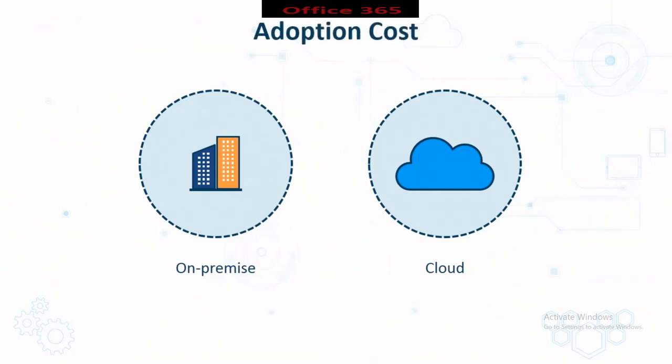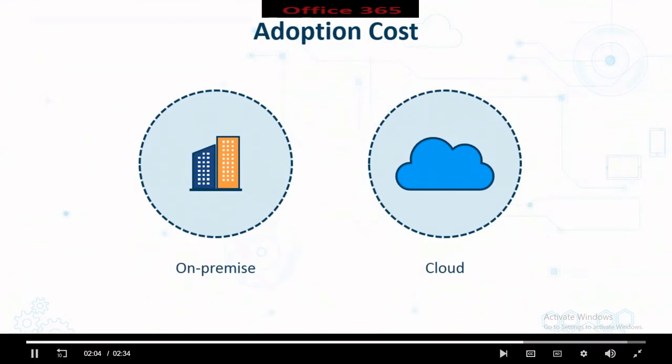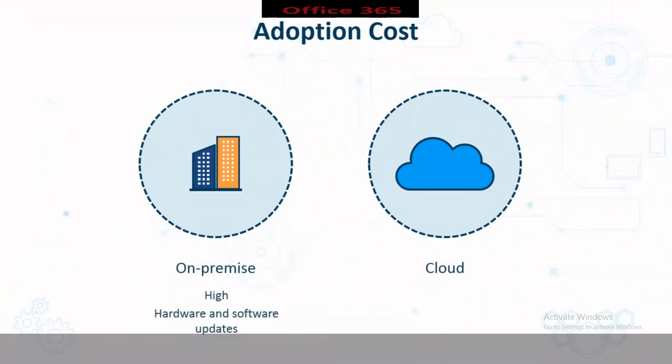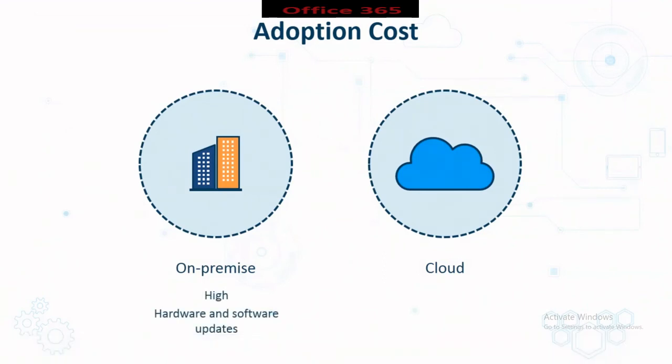When considering and comparing costs of on-premise IT and cloud deployments, you also have to consider adoption costs. In an on-premise implementation, the adoption cost is quite high because of the upfront costs of hardware and software. Hardware updates are also costly, and software updates have an associated cost in personnel and labor requirements.